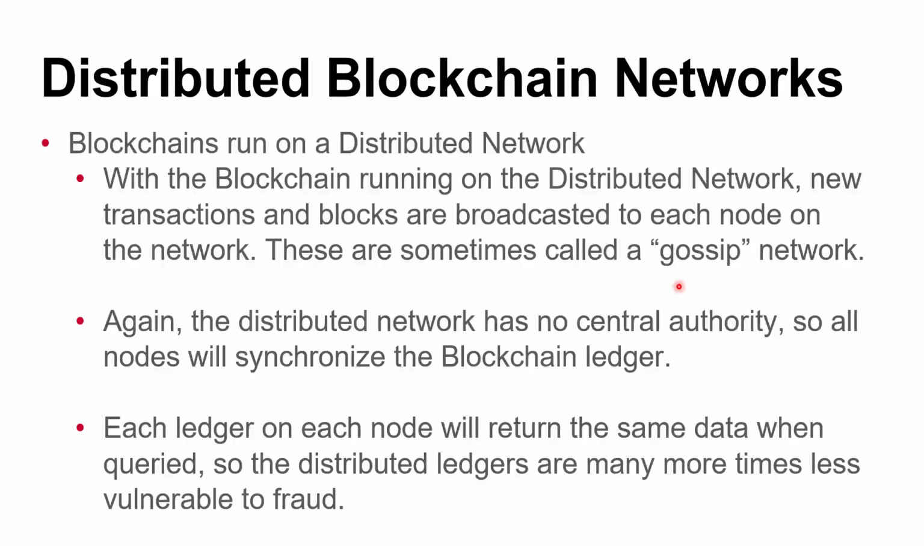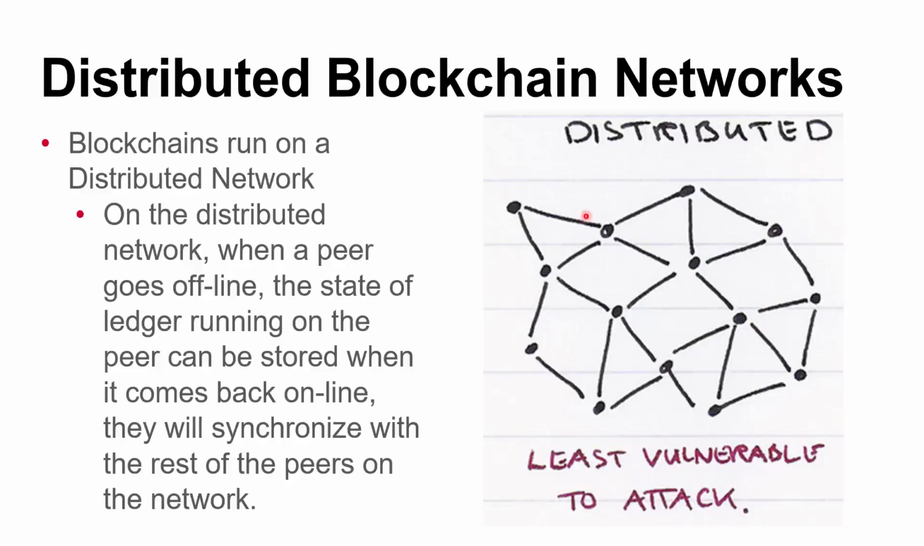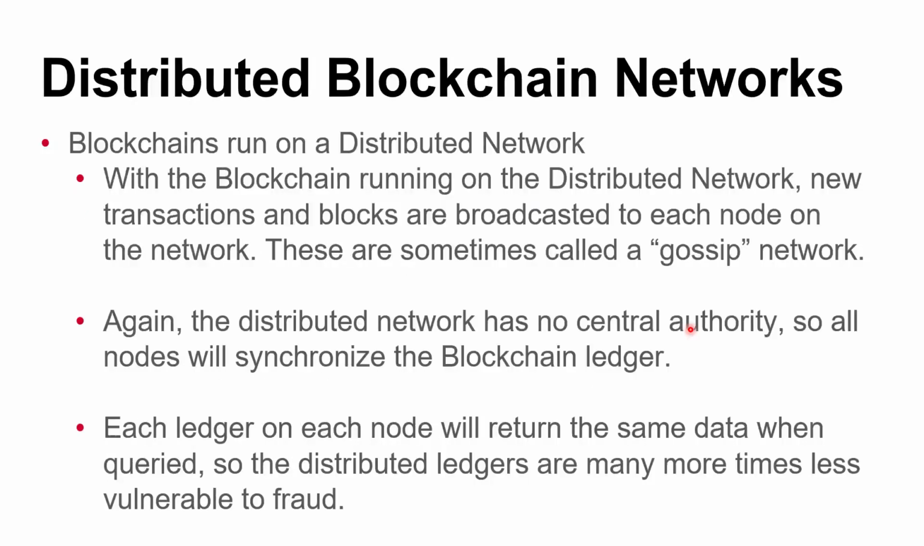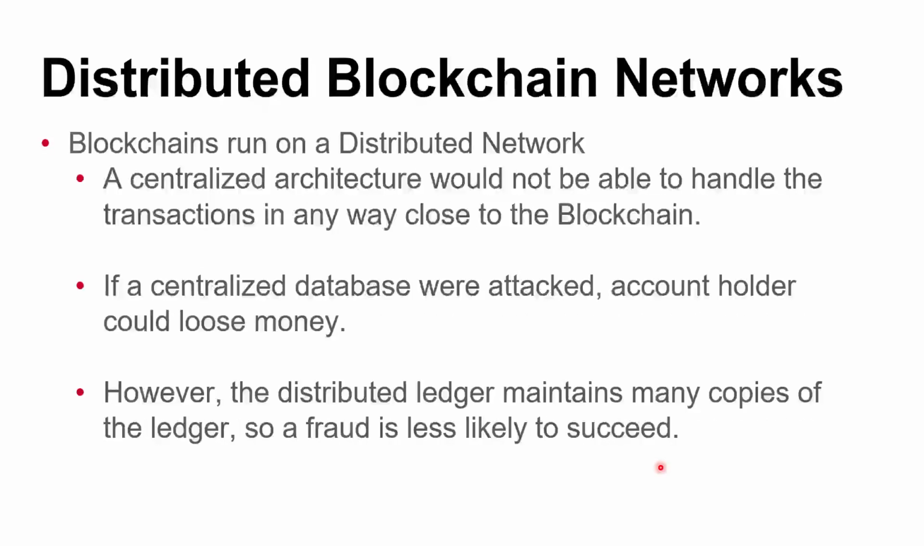So that's important, because even on a network that has this level of complexity, there is still supposed to be only one ledger. So that's why we say that each node will return the same data. And again, a centralized architecture would not be able to handle the transactions anywhere close to what a distributed network can handle for the blockchain.